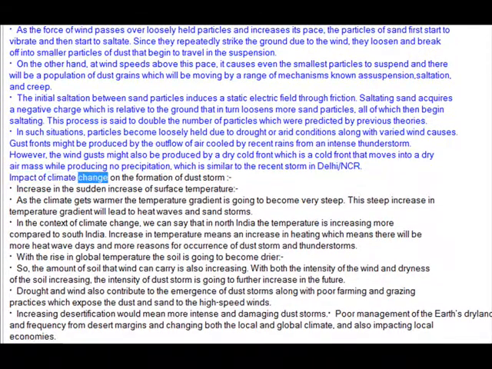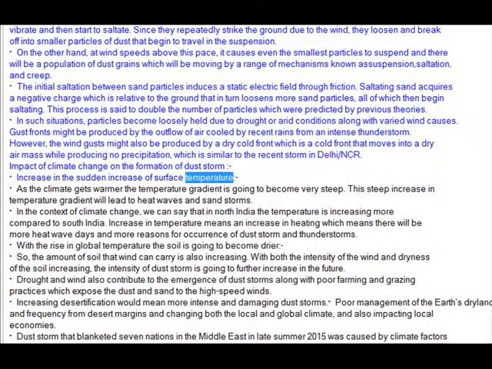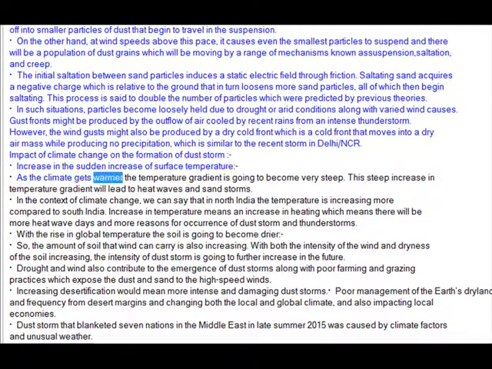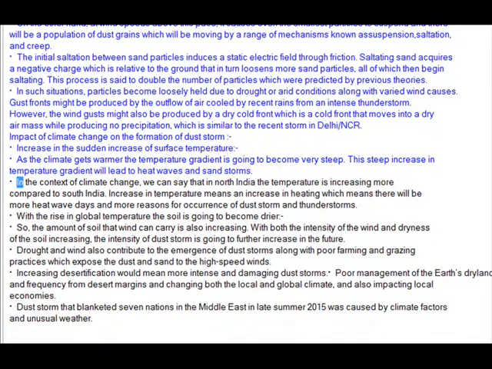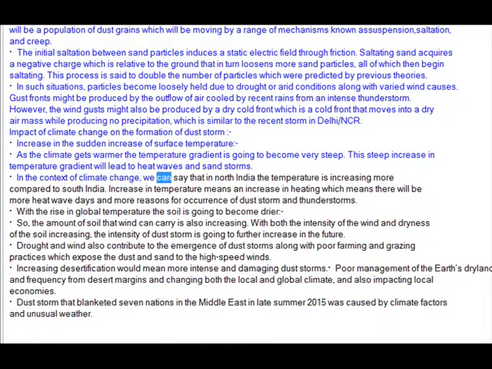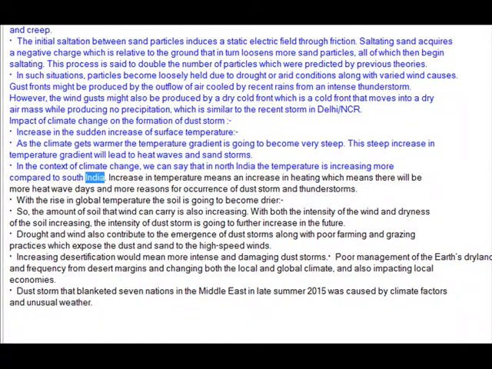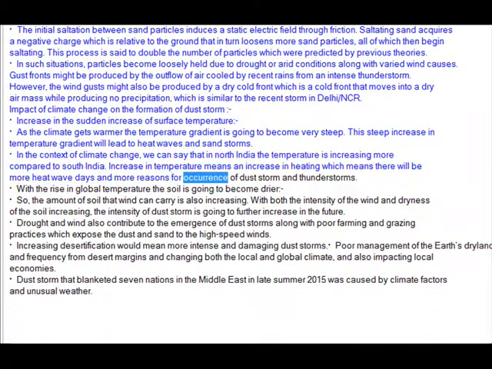Impact of climate change on the formation of dust storm. Sudden increase of surface temperature. As the climate gets warmer, the temperature gradient is going to become very steep. This steep increase in temperature gradient will lead to heat waves and sandstorms. In the context of climate change, we can say that in North India the temperature is increasing more compared to South India. Increase in temperature means an increase in heating, which means there will be more heat wave days and more reasons for occurrence of dust storm and thunderstorms.